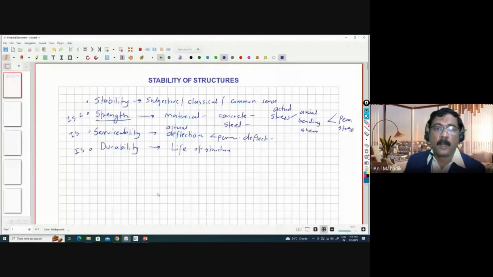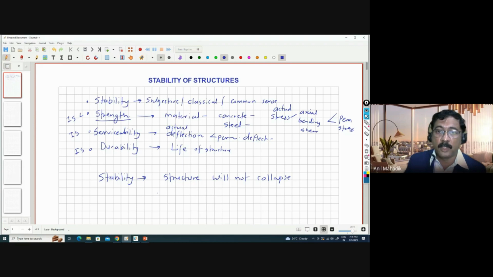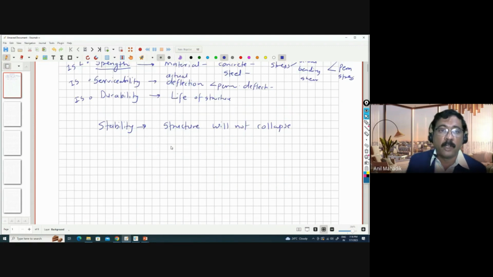Now stability, as I discussed, I will again repeat, is that the structure will not collapse. That means you should know why structures collapse, why there is a failure in structures. Structure failure may be due to gravity loads. There are many reasons actually. Either due to gravity load the structure may fail, or due to earthquake lateral loads.